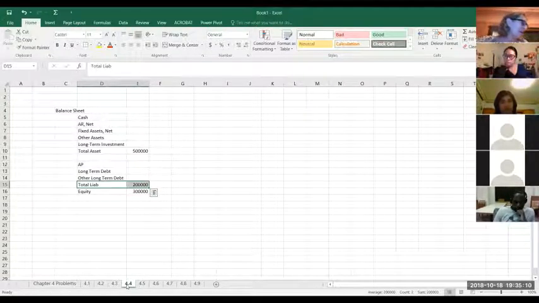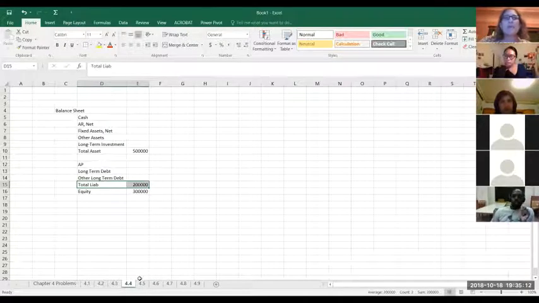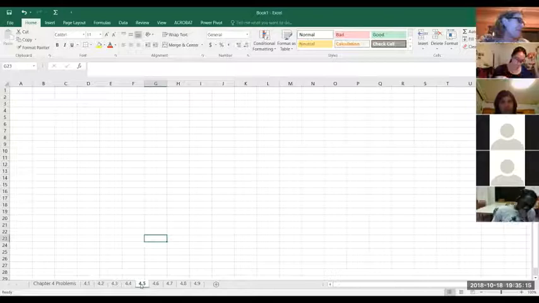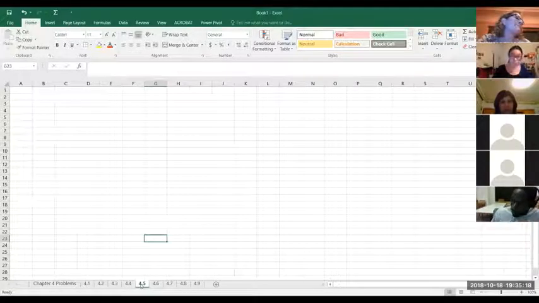Okay, so we'll move on then. So now we have a balance sheet example. This is the 4.5 balance sheet example in the book, okay? So let's just talk about this one. It's asking how did the two balance sheets differ, right?